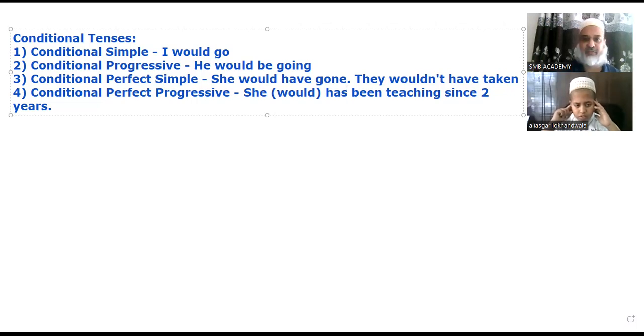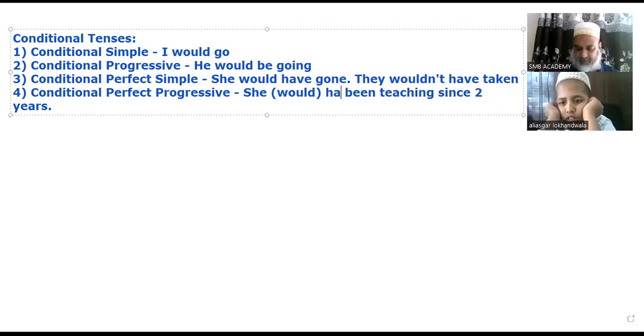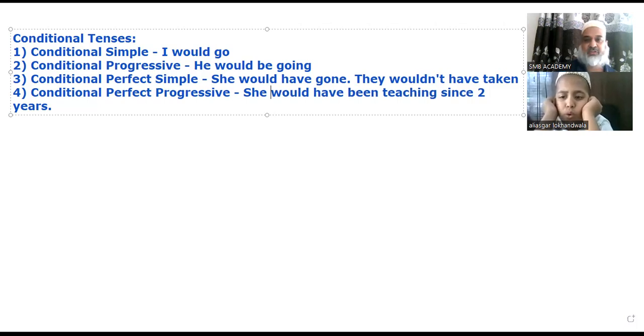So it is confirmed that, okay, I know that she started in April 2000 and now in April 2022, she has completed 2 years. So she has been teaching since 2 years. But I am not sure whether she started in April or she started in Jan. So there is some confusion. That's why I write this sentence: She would have been teaching since 2 years. Understood? So that's why we add would. Okay.